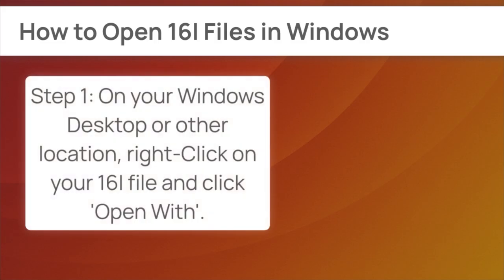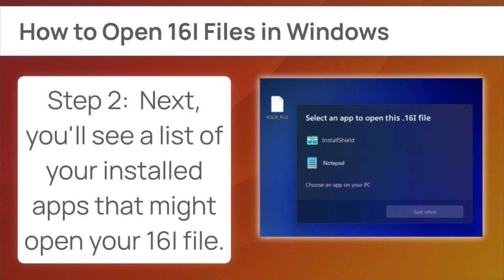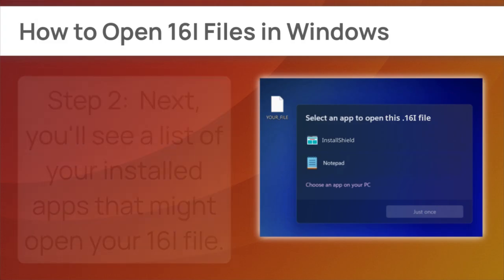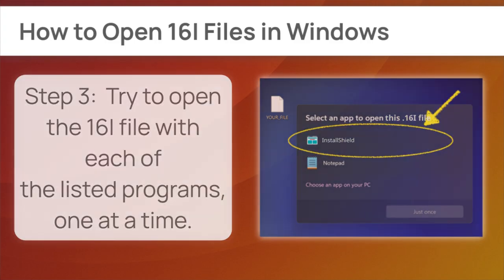To force the file open, right-click your 16i file and select Open With. If InstallShield is an option, test it. If it's not available, choose another program. We are trying to find the specific compatibility bridge.